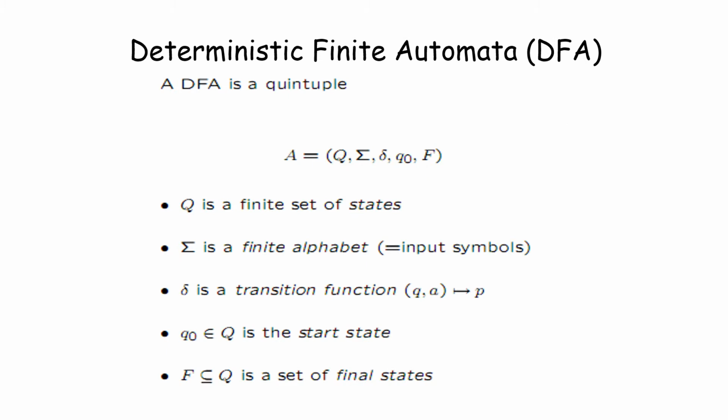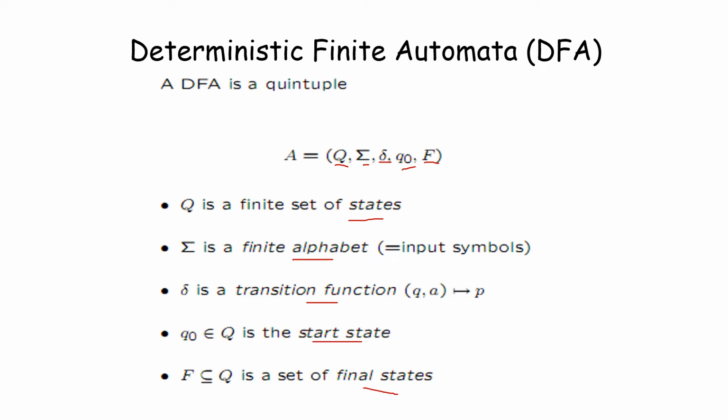This is the formal notation of deterministic finite automata. In the formal notation, Q, sigma, delta, Q0 and F will be there. Q means it is a finite set of states. Sigma is the finite set of input symbols. Delta is the transition function and Q0 is the representation of the starting state. F is the representation of the final state, otherwise we call it the acceptance state.